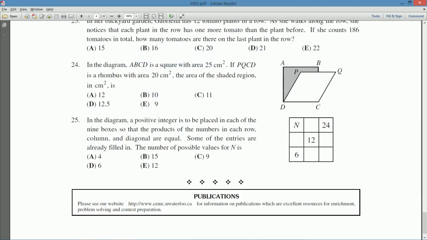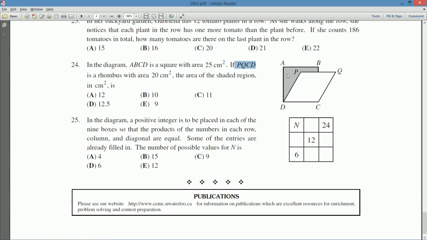So immediately I realize, oh, that means that AD and AB, because it's a square, they're going to be the same length, and they have to both be 5. Because in order to get an area of 25 for a square, you square root it and you get the side lengths of 5. Okay.